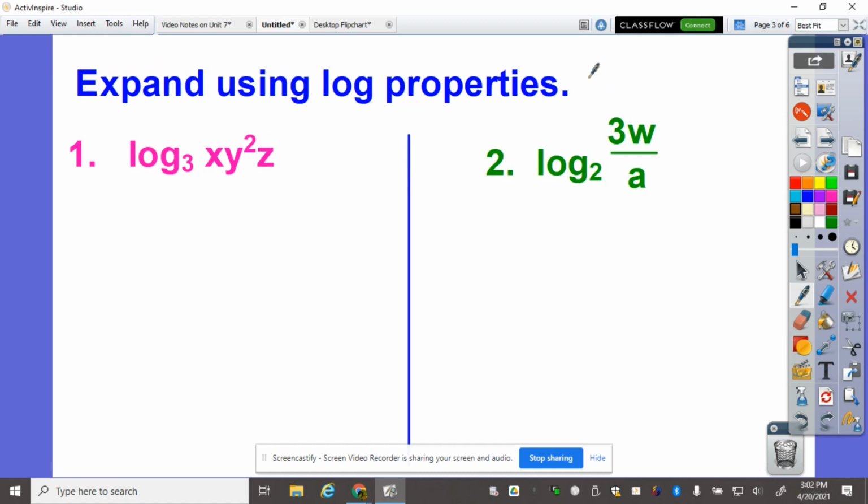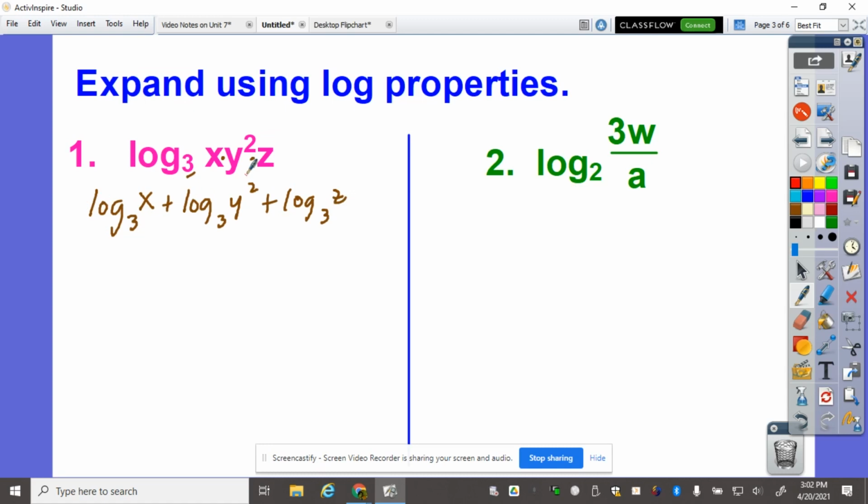Expand using log properties. So I have log of xy squared z with a base of 3. So they are all being multiplied. So I have to expand them into three different logs: log of x with a base 3 plus log of y squared to the base of 3 plus log of z to the base of 3. Are we done here using the product rule?